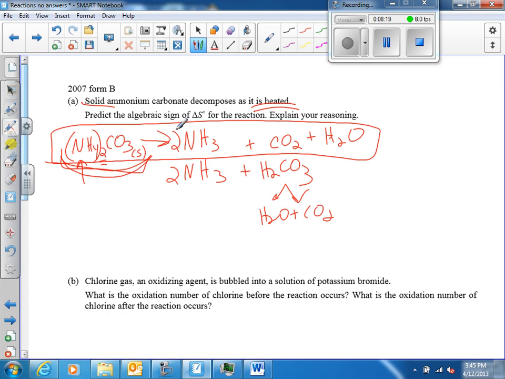Okay, so predict the sign of delta S for the reaction. Explain your reasoning. Well, CO2 is a gas. Water would be a gas. If I'm heating it up, I'm not going to get liquid. I would heat it up so much, I'd get water vapor. And since I'm making 3 moles of gas from a solid, that means entropy is increasing, so delta S is greater than 0. All right.